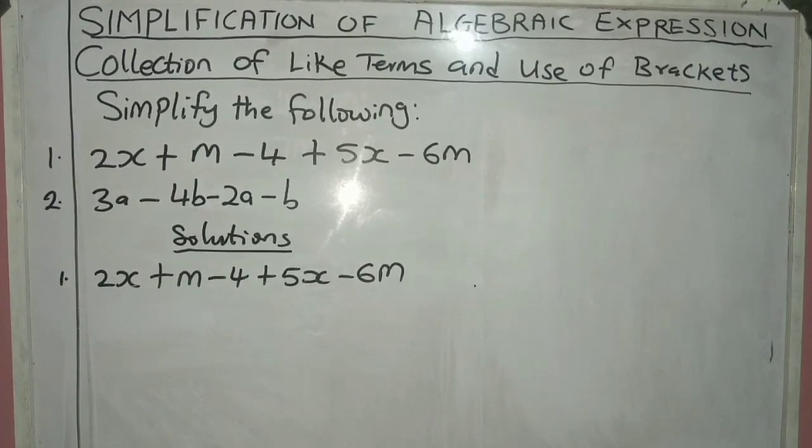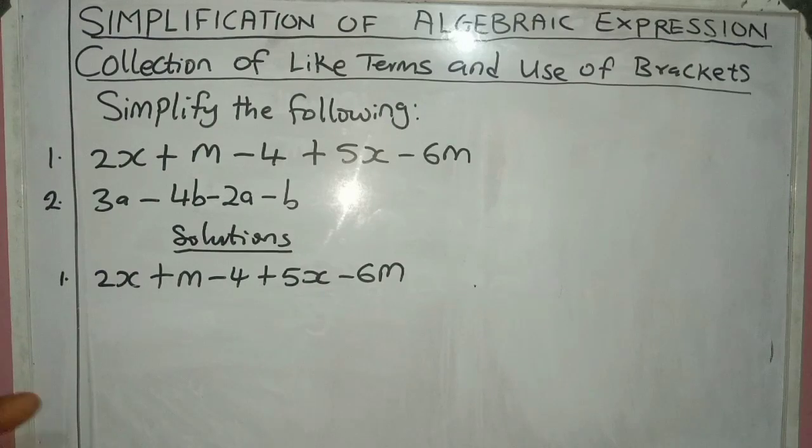Today we shall be looking at collection of like terms and use of brackets as it concerns algebraic expressions. Last time we discussed simplification of algebraic expressions, where we talked about like terms. So today we'll be mixing the two. That is collection of like terms, that is, like and unlike terms. So what do we mean by like and unlike terms?